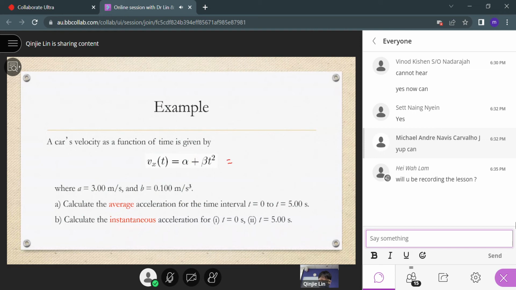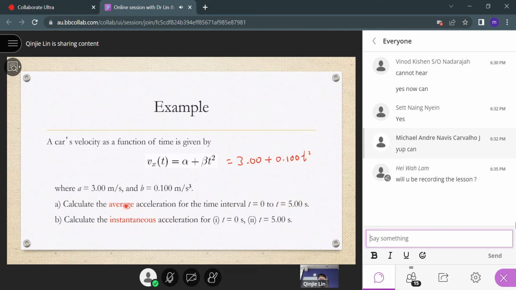This is equals to 3 plus 0.100 t squared. So it's already known now. So you have v equals to something, something, there's a t there also. Then they ask you, calculate the average acceleration for this interval. So from 0 to 5, they ask you to calculate the average.